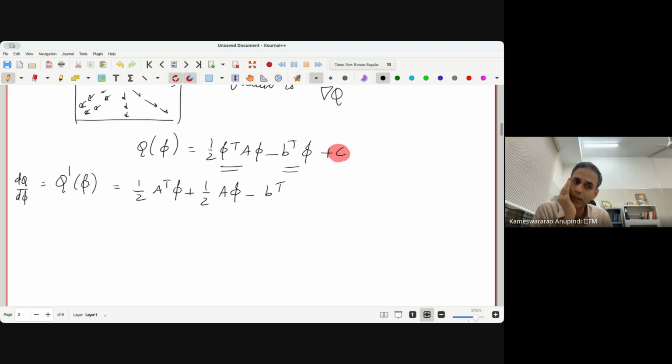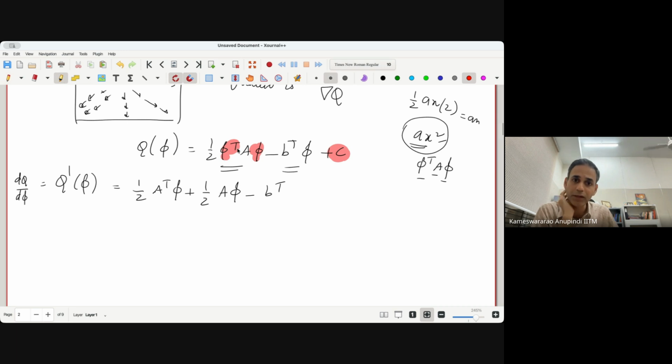So this quantity, you can think of phi transpose A phi as something like, if phi were x, ax square. If these were scalars, we would have written ax square, but because these are vectors, we write phi transpose A phi. What would be the derivative of ax square with respect to x? It's going to be half times ax times 2, so you're going to get basically ax.